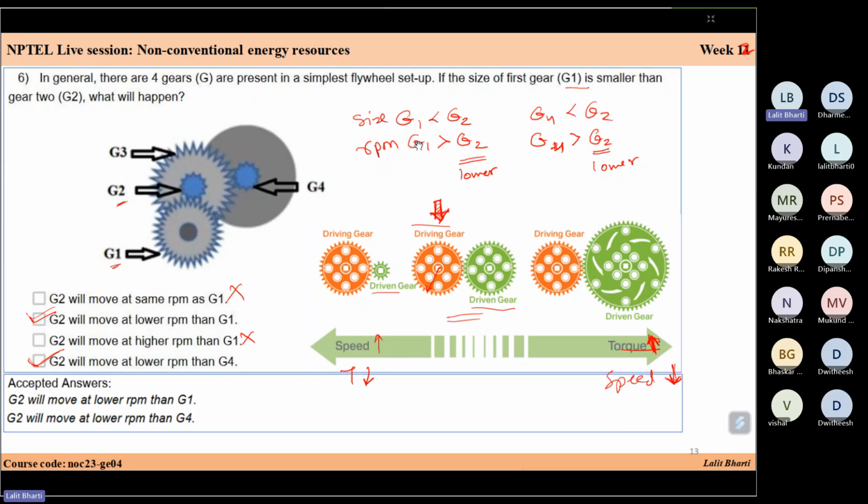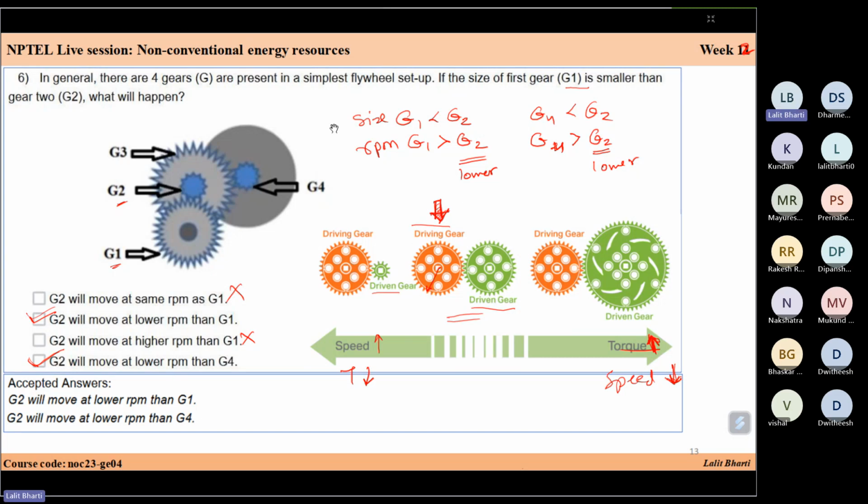So option 1, G2 will move at the same RPM as G1. That is incorrect, because we have different sizes. G2 will move at lower RPM than G1. That is correct. G2 will move at higher RPM. That is incorrect; we have already seen. And G2 will move at lower RPM than G4. That is also incorrect, because we don't have any direct relation with G4. Sorry, so option 2 and option 4 are correct.